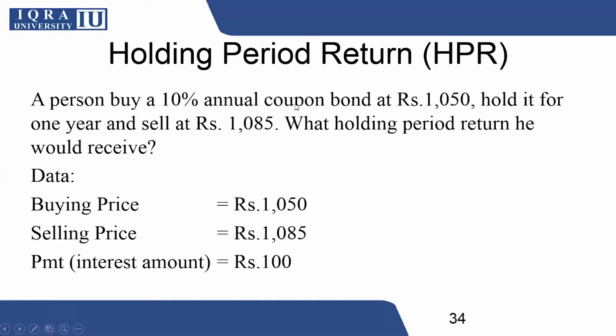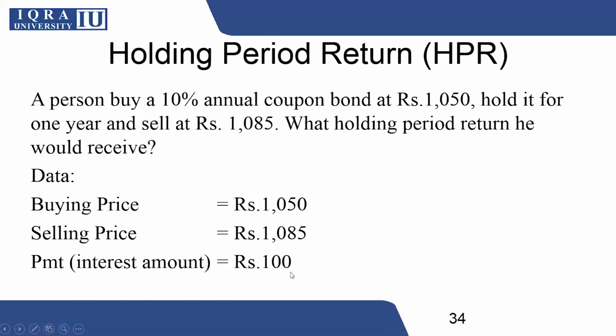So whenever you are calculating coupon bond interest, remember that you cannot apply it on the buying price or selling price. This annual coupon payment will be applied on the face value, and the face value will remain 1000. So when you apply this 10% on the face value, your interest payment will come out to 100. It means that if you carefully check the data, a person is buying at 1050, he is selling at 1085, but during this time period he is also receiving an interest amount of 100.